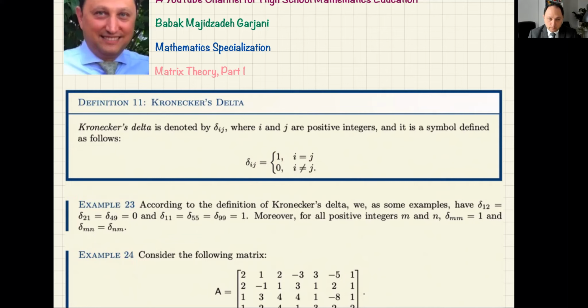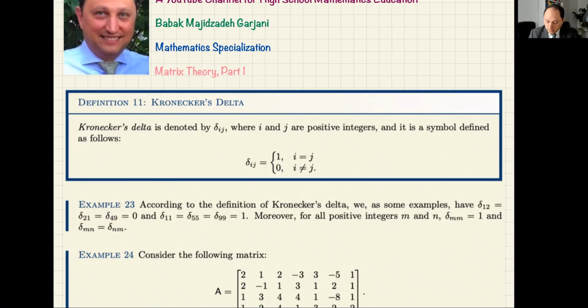As simple as that. For example, if I ask you what is delta sub 1, 2, it's 0 because 1 and 2 are not equal. If I ask you what is delta 2, 1, you will say 0 because 2 and 1 are not equal. What is delta 4, 9? It's 0 again. What is delta sub 1, 1 or delta sub 5, 5 or delta sub 9, 9? All of them are equal to 1 because the indices i and j are equal. As simple as that.